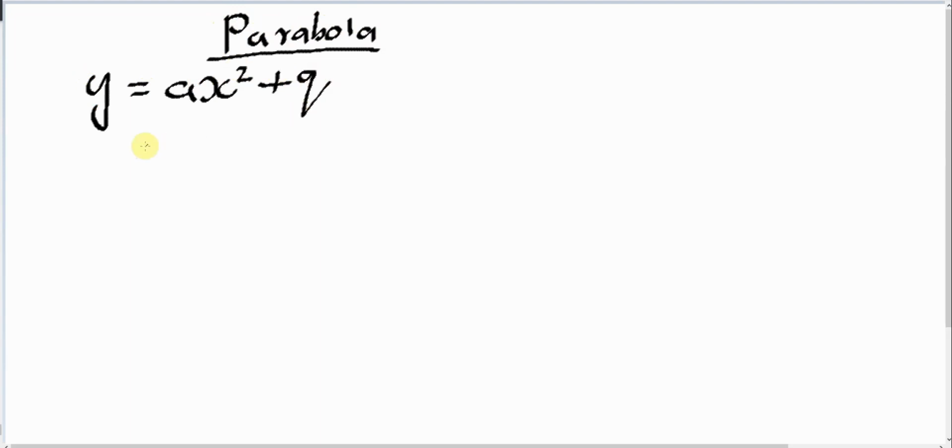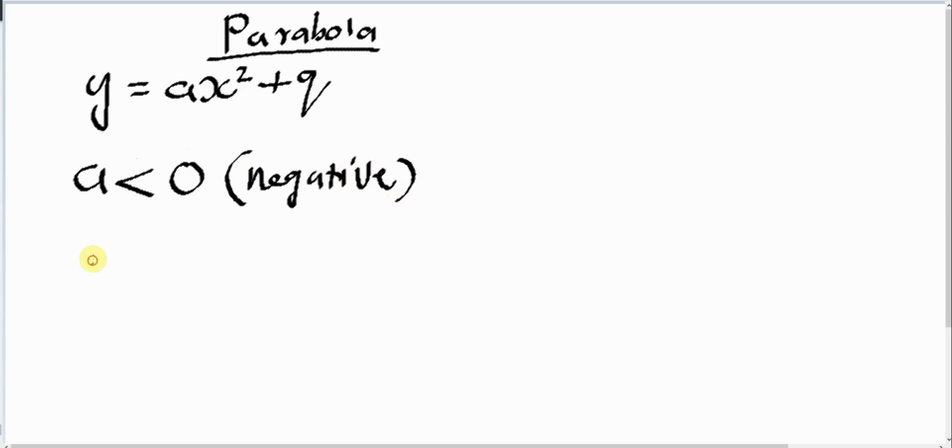Okay, let's talk about parabola function. So remember we looked at the basic shape of a parabola. We said we have the equation y equals ax squared plus q, and then we looked at the shape of the parabola when the value of a is less than 0, which is negative, and when a is greater than 0, when it is positive.